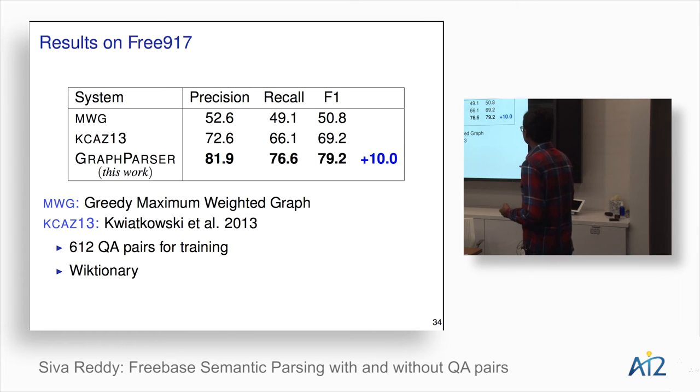If you see the results, we are doing better than the maximum weighted graph. Out of 100 questions, if you see the F1 scores, we were able to answer on this data set about 80 questions just using this unsupervised technique. Whereas the supervised method by Kwiatkowski is still behind us, which says that even though they used manual supervision, that's not enough for Freebase in this case.